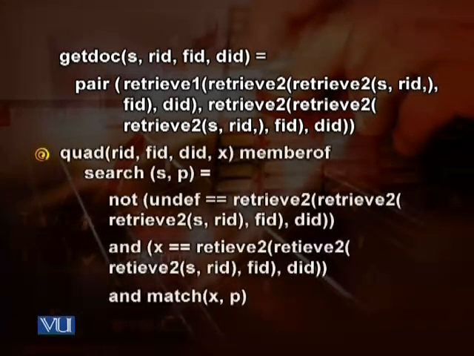And finally, we have the quad that is used for the search. So we have the quad rid, fid, did, x, which is the pattern that we are searching for, and we say, is it a member of s, pattern? So x is the text, p is the pattern, s is the system. And we once again use a very similar recursive definition that gives us this information.